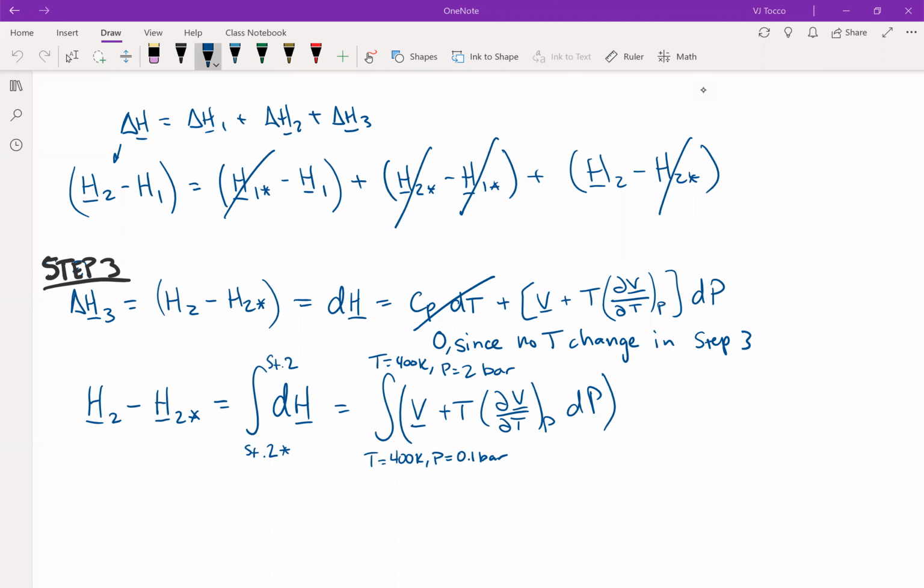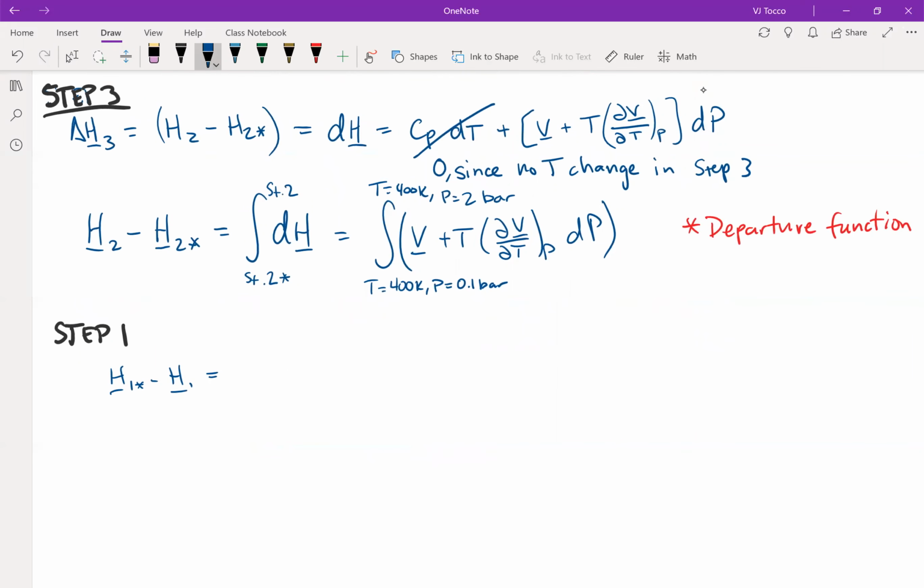Sorry, 2 bar. Hopefully you should see that step 1 is just the same thing as step 3, but in reverse. So I want to note that this is our departure function. And there will be 2 kinds of departure functions for this process. Step 1 is the same thing, but in reverse. And here our delta H is going to be H1 star minus H1. The only thing I have to remember is that the limits of integration are going to be flipped, or I can account for that with a negative sign. It's important that you don't do both, so do one or the other, but not both.